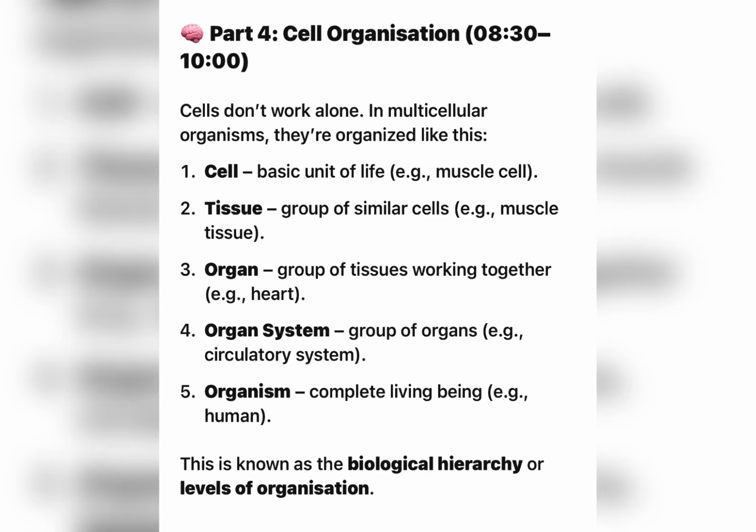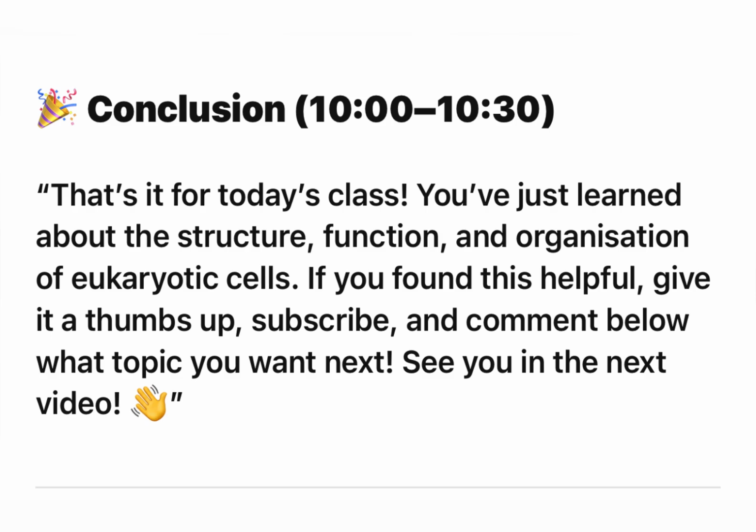Then part 4, cell organization. Cells don't work alone. In multicellular organism, they are organized like this. First, cell, basic unit of life, example muscle cell. Then comes tissue, group of similar cells, example muscle tissue. Cells make tissue. Then a group of tissues make organ. Organ, group of tissues working together, example heart. Then organ system, group of organs, example circulatory system. Then comes organism, complete living being, example human. Means cell, tissue, organ, system and human.